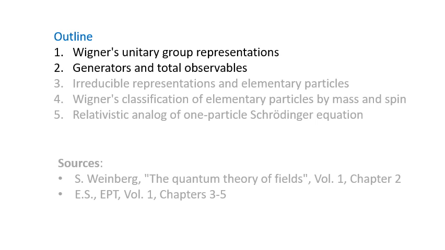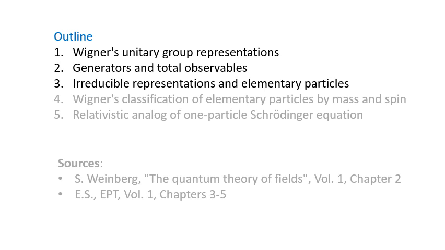In this representation, generators in the Poincaré-Lie algebra are Hermitian operators. They can be interpreted as total observables of the physical system.